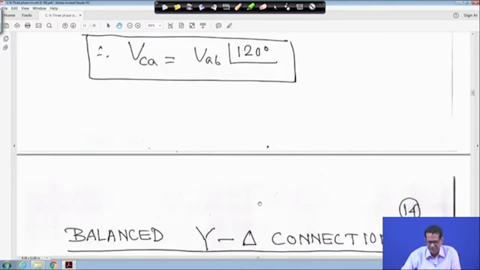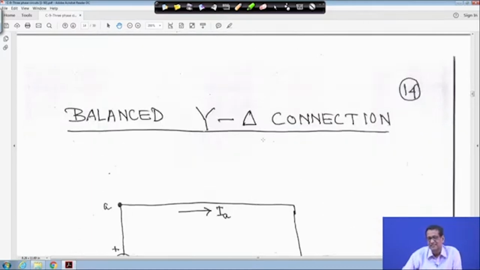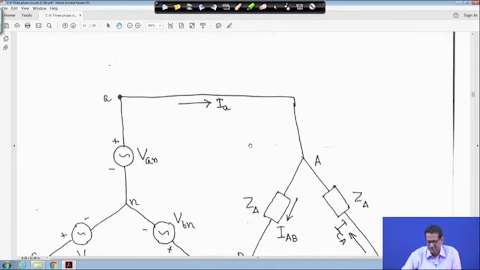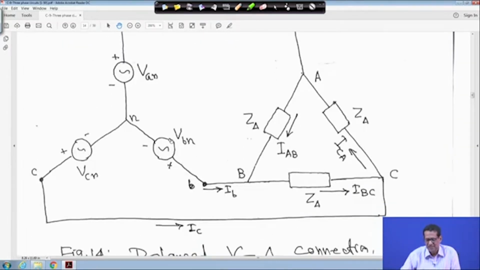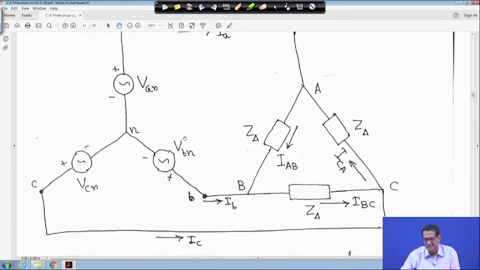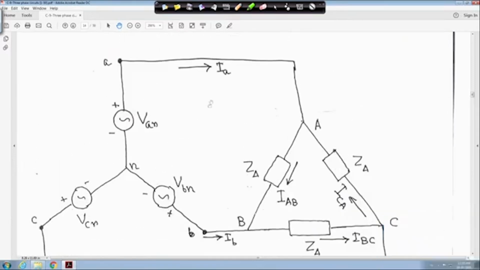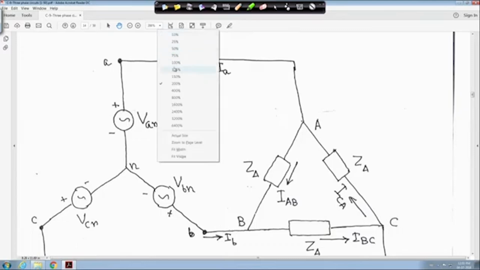This is the relationship. Now, balanced star-delta connection. Next comes the case where the source is star, but the load is a delta connection. So, this is my star source and this is my delta connection, right. Now, the question is this. Let me reduce this a little first for your explanation.